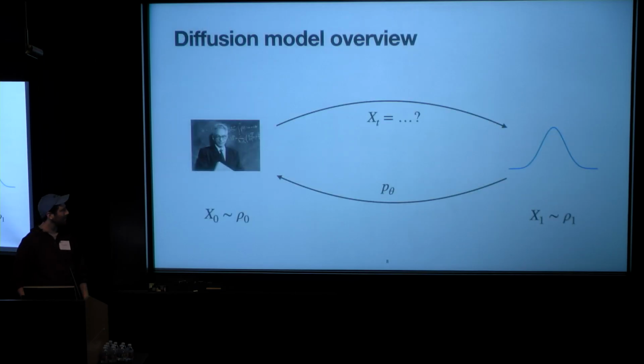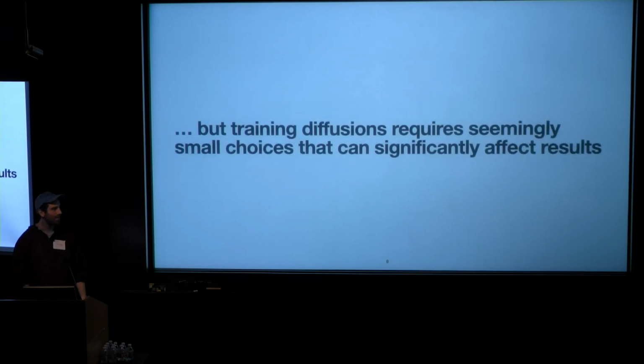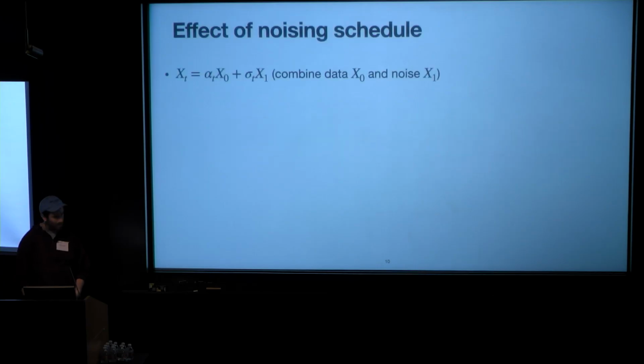At a higher level, there's a design space of these diffusion models where we have the data distribution we'd like to model, over on the other side the simple distribution we have access to, which particular way we define the intermediate sequence of densities, and how exactly we go back to generating data. But training diffusion models requires seemingly small choices that can significantly affect results. So just a quick example of what that looks like.